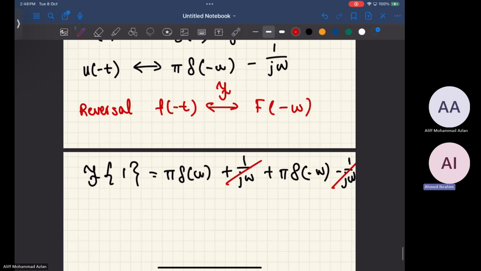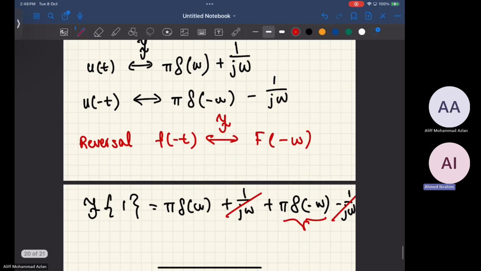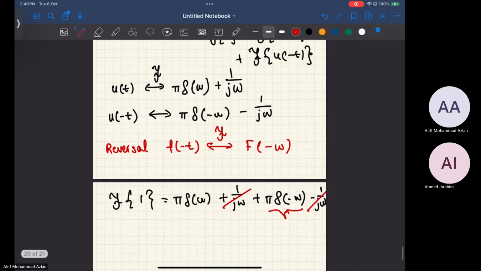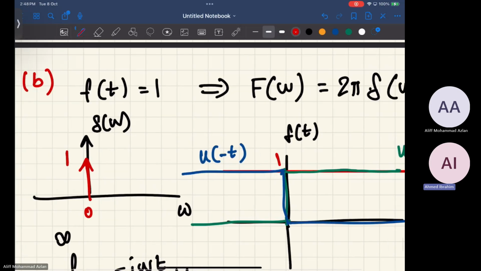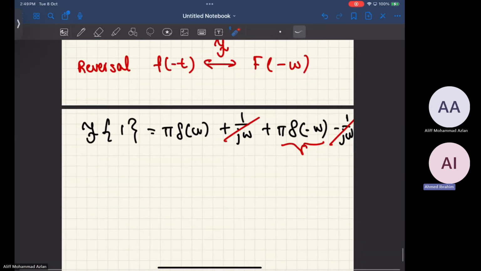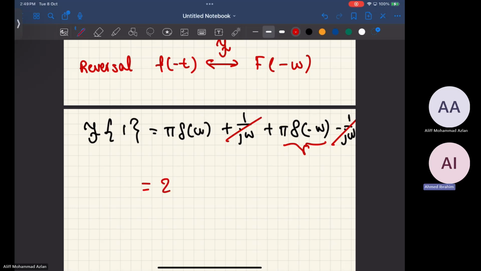And then what we can do about this one is we note that flipping a Dirac delta essentially doesn't have any effect on it because it's an even function. So this is just centered at 0. So Dirac delta of omega is the same as Dirac delta of negative omega. So we end up with 2 pi Dirac delta omega as required.